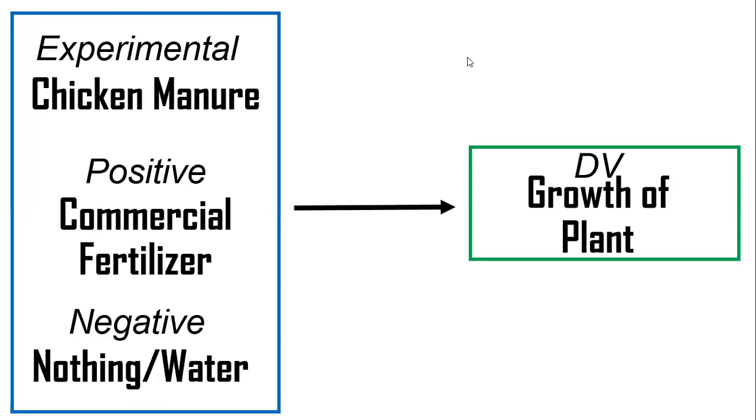Okay? So those are the basic variables that we have. To recap, we have the independent variable, the dependent variable, the moderating variable, and control variables. In the scientific experiment, we have the experimental group, positive control, and negative control. So that's it for today. Let's proceed to our next lesson.